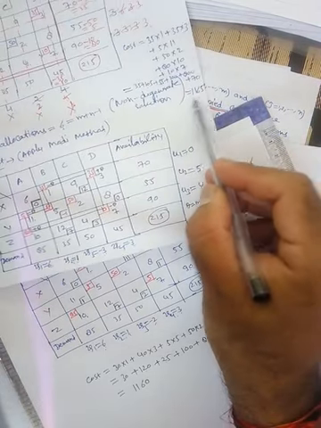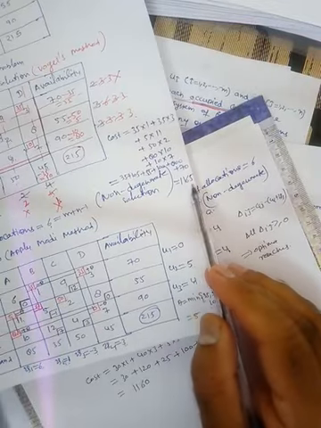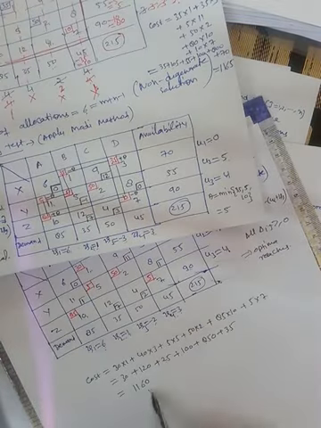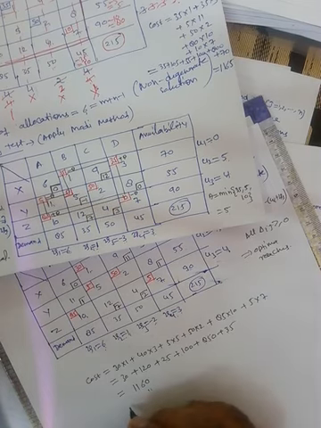And you can compare. The initial sum is 1165. Here we are having 1160. So this is minimum. So this is the optimum solution.